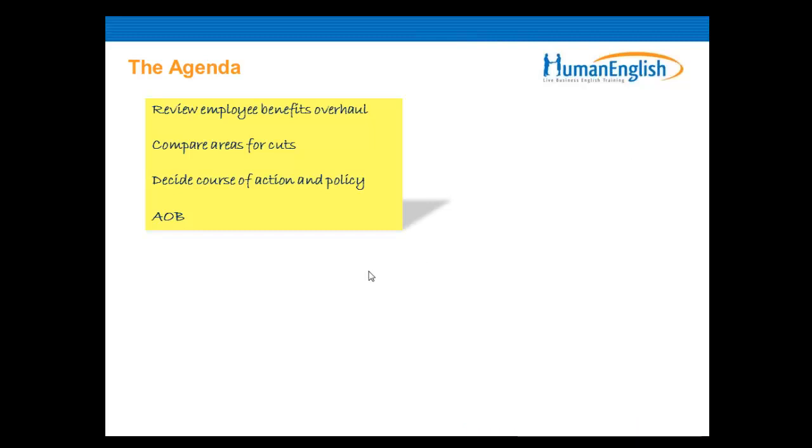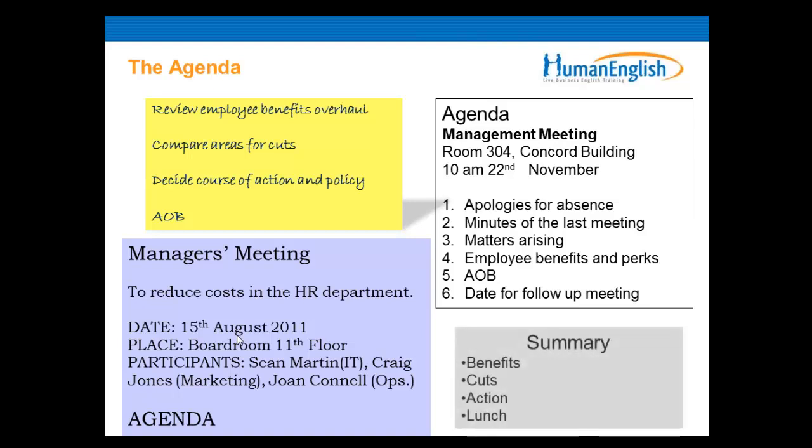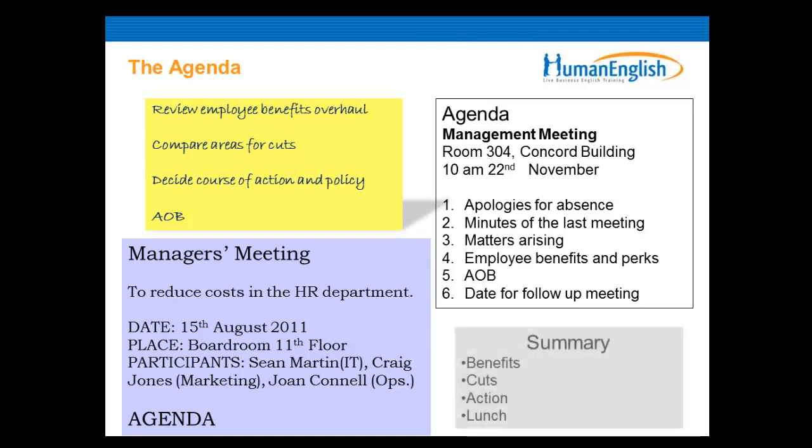So the first agenda is informal. The second one is a much more formal agenda. You can see that they indicate the room, the date, and the time. You also can see 6 issues that are going to be discussed in the meeting. The third one is also a formal agenda. You can see the objective to reduce the cost in the HR department. They clearly state the date, place, and the participants. And finally, we see the last agenda, which is a PowerPoint summary with just the headings listed.